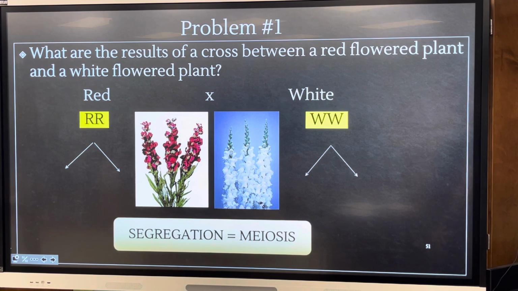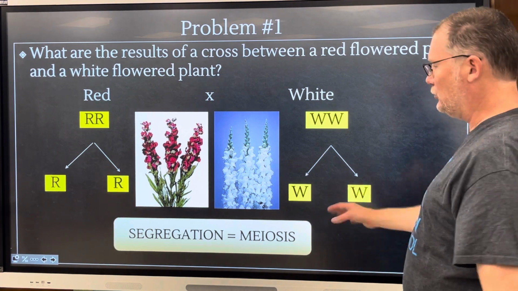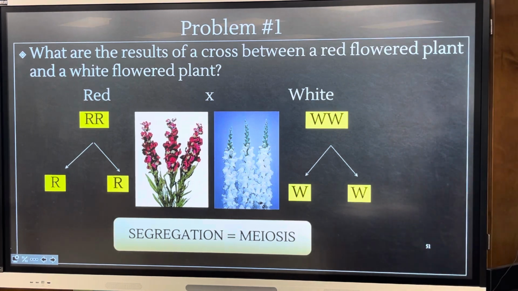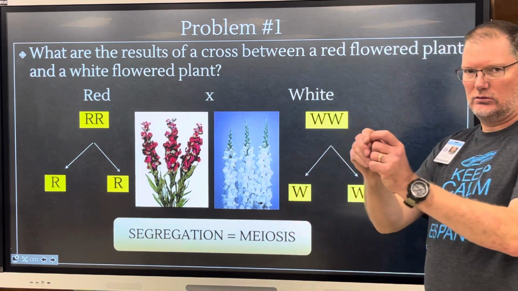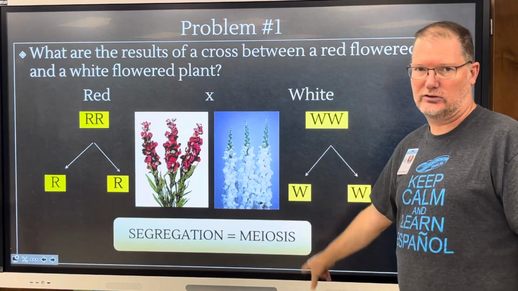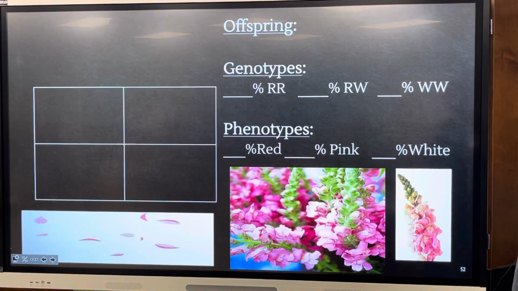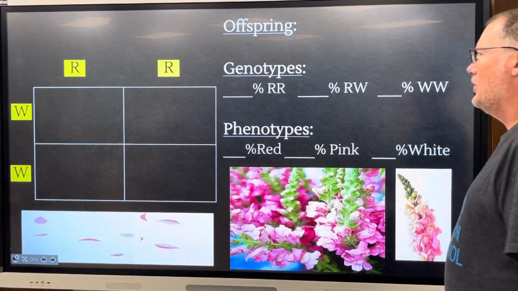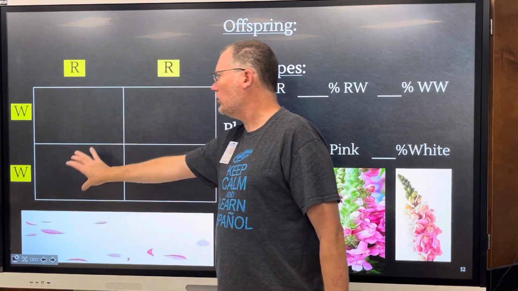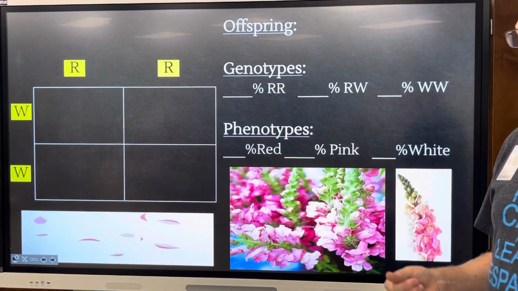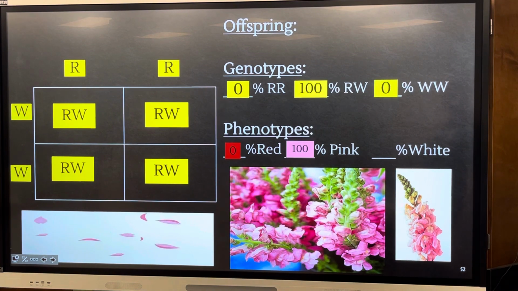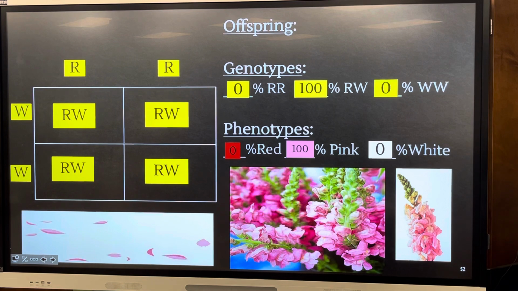And so the gametes are going to be capital R, capital R, capital W, capital W. And that's what you're going to put on the top and left of the Punnett square. That's on your sheet there, on the right-hand side, in the middle. And this happens during meiosis, segregate. The alleles come apart. They got these from their parents. So, plug them in. Doesn't matter which way you go. My example is this. So you're going to have all the same, RW, RW, RW, RW. They're all going to be heterozygous, incomplete dominance, and all of the offspring are going to be pink.